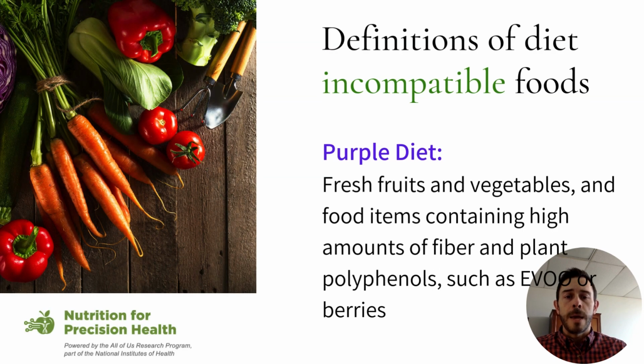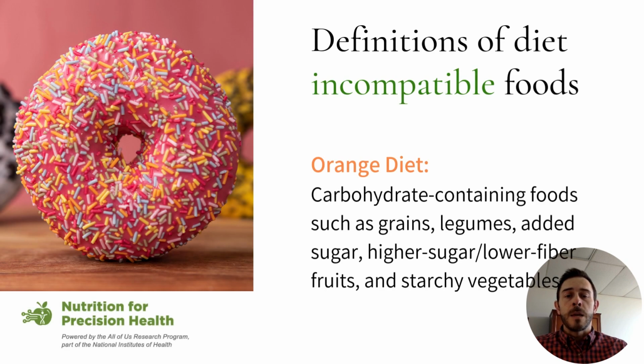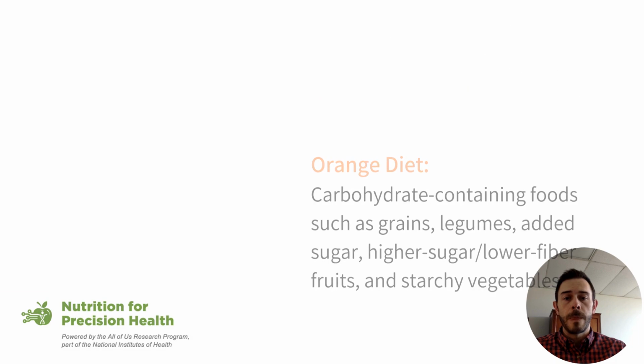For the purple diet, things that would be considered diet incompatible include fresh fruits and vegetables, and any foods that contain high amounts of fiber and plant polyphenols, as you see listed on the slide. And then finally, diet incompatible foods related to the orange diet would really be focused on carbohydrate containing foods, such as the examples that you see listed here.